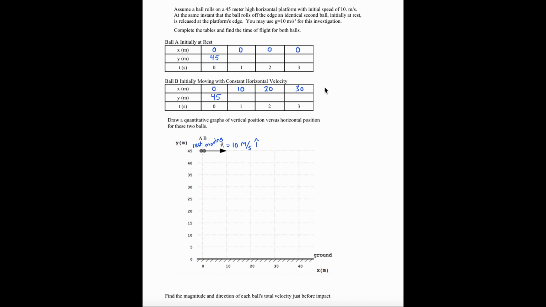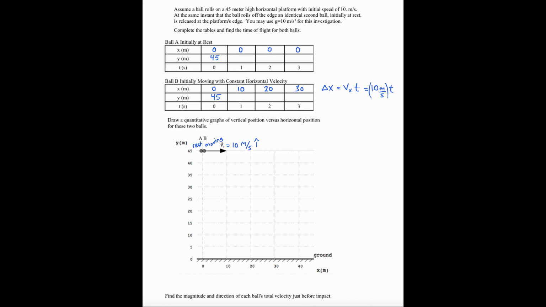The formula I'm using for that is delta x equals Vx times t. All I have to do is plug in the horizontal speed of ball B and multiply that by the elapsed time. That's how I found these values. So for any projectile problem, when we're dealing with the horizontal dimension, we want to use this constant velocity formula. It's not accelerating in the x dimension.